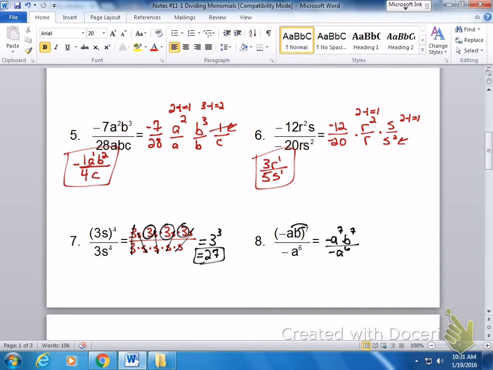So we have a negative over a negative. Those cancel. Our answers will be positive. I have a to the 7th over a to the 6th. The numerator has a as with the bigger exponent. 7 minus 6 is 1. Then all I have is b to the 7th, nothing to cancel anything out. So the answer is a to the 1st, b to the 7th.